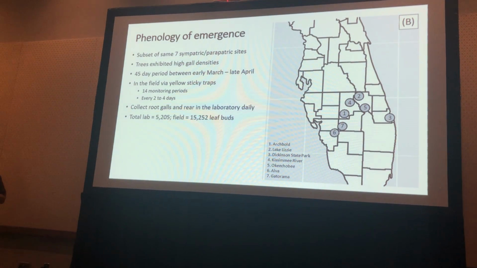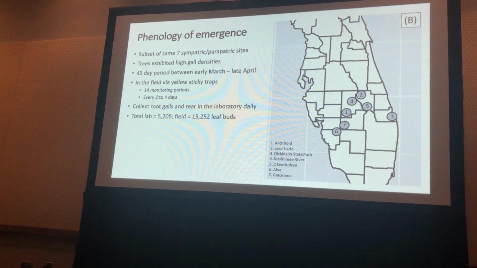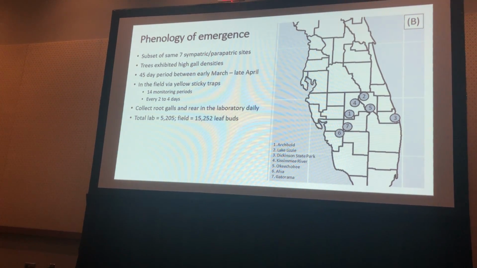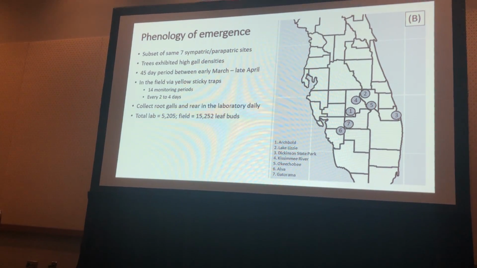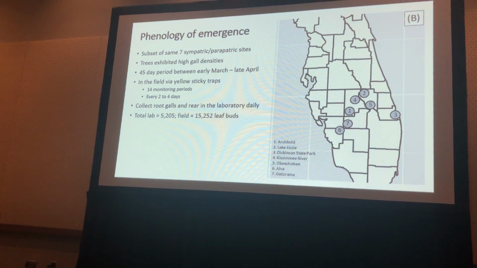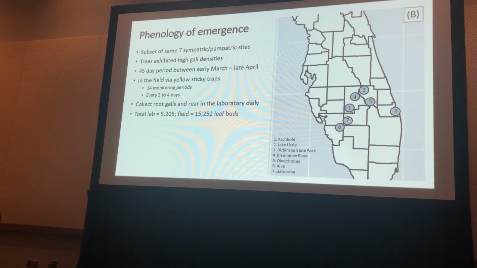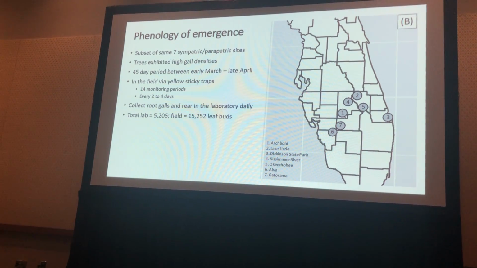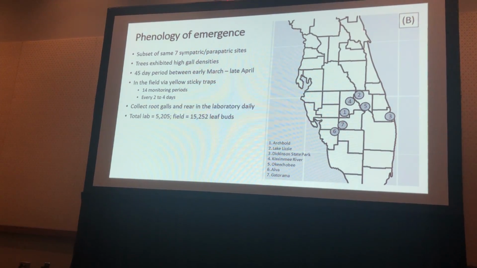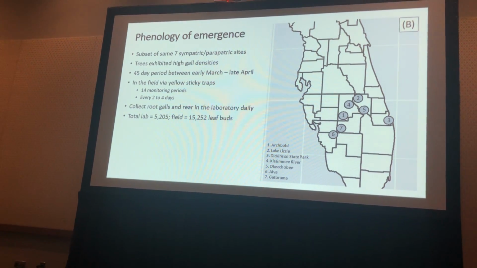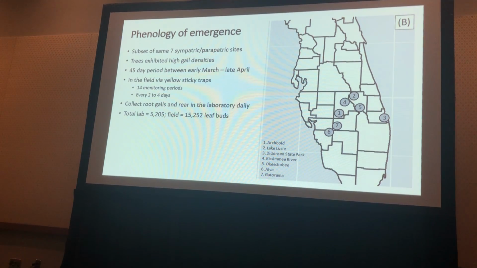So we used these same sites, and we wanted to monitor emergence of these organisms coming out of galls. We did this in 2 ways, at least a subset of these sites. Every time we monitored leaf flush, we put out yellow sticky traps. These insects are highly attracted to yellow sticky traps, so every 2 to 4 days, we would collect old traps, put new ones out. And then we also made bulk collections of root galls and brought those back to the laboratory. So we have estimates of beetreaty emergence not only in the field but in the lab.